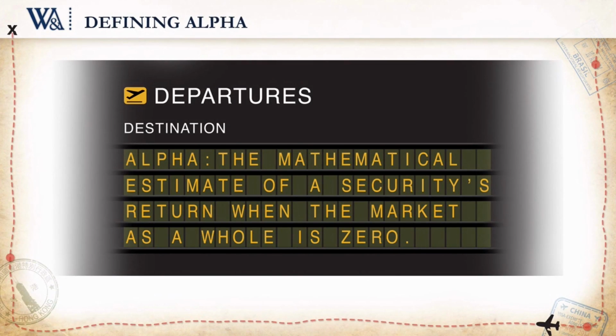But fear not, there are ways to overcome this. We just have to work a little harder together to generate alpha. Now, that's our theme for the evening. So let's define what alpha is. According to Investopedia online, alpha is the mathematical estimate of a security's return when the market as a whole is zero. Said another way, it's the return you receive in a return-free environment, an environment that we're currently in and have been in for quite a period of time.